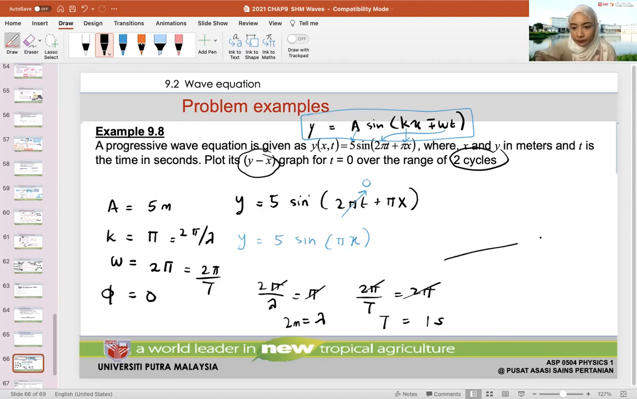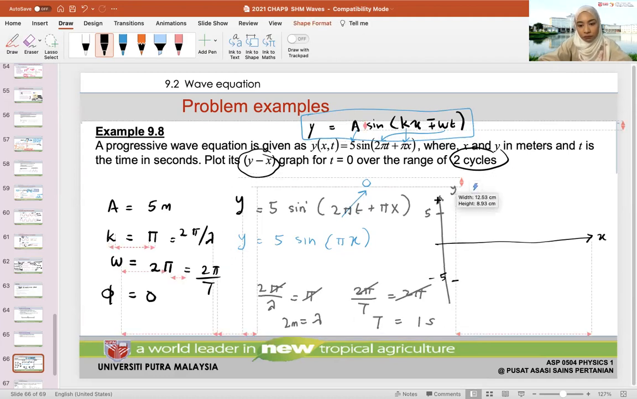So if I'm going to plot it, okay, x. This is my y. Okay, x is in this distance. I want to plot it over 2 cycles. Why would there be a negative x axis? Not needed. So this is how you plot it. Okay, y. I have my positive A. A is 5. Minus A is minus 5.